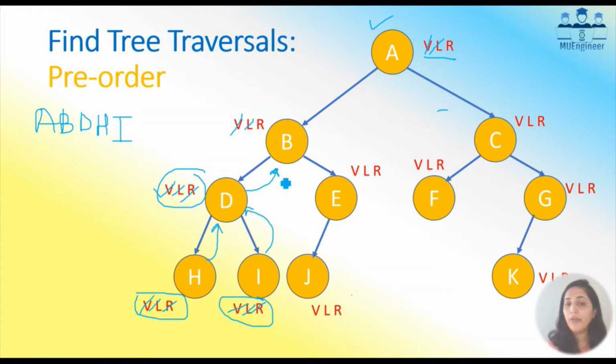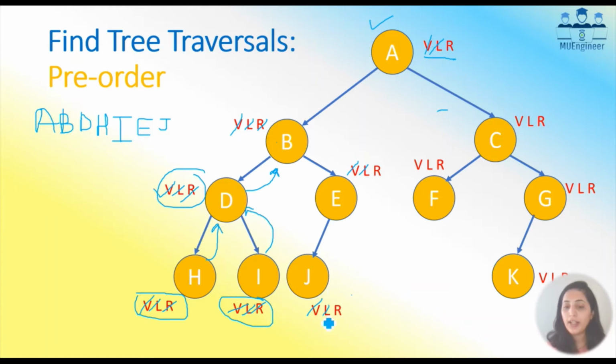At B, the only remaining thing is R. So I'll visit R. That means I go to the right child, that is E. At E, I have to first visit the node. That means I will write down E. Then go to the left child. So I'm going to the left, that is J. At J, I have to visit the node. That means I will write down J.